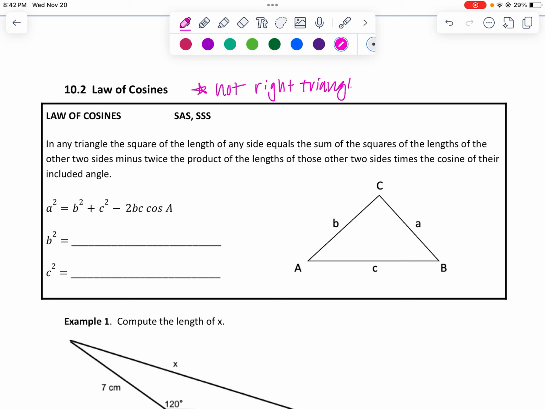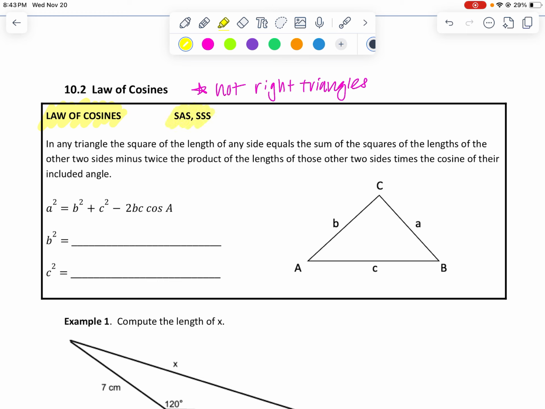So I have to figure out another way to solve for my missing angles and my missing side measurements. Okay. Now, law of cosines has two different sequences. This time around, it is SAS and then SSS.